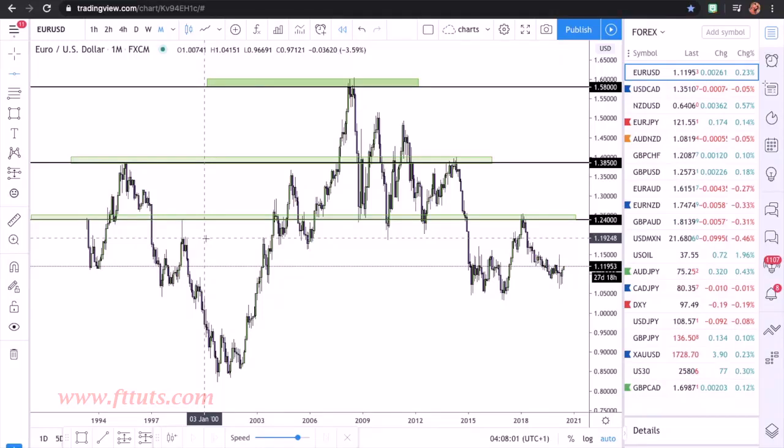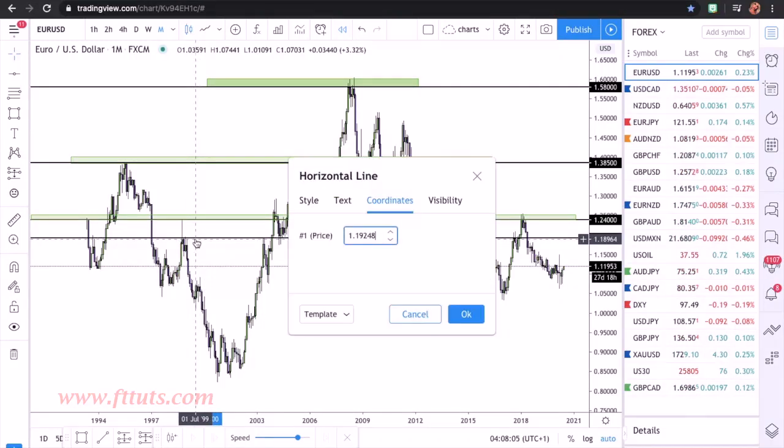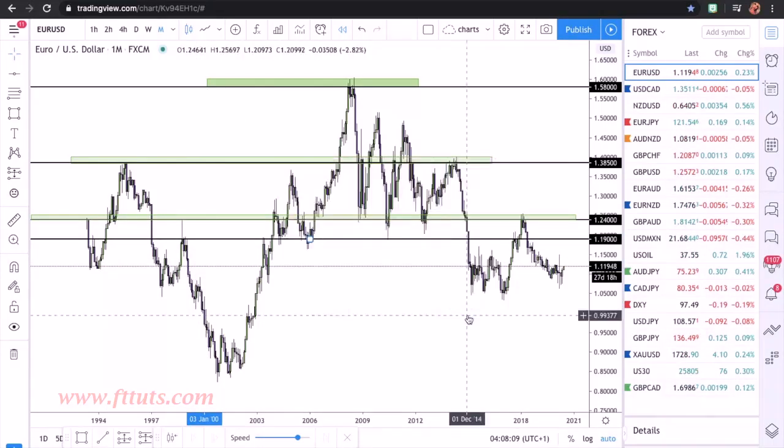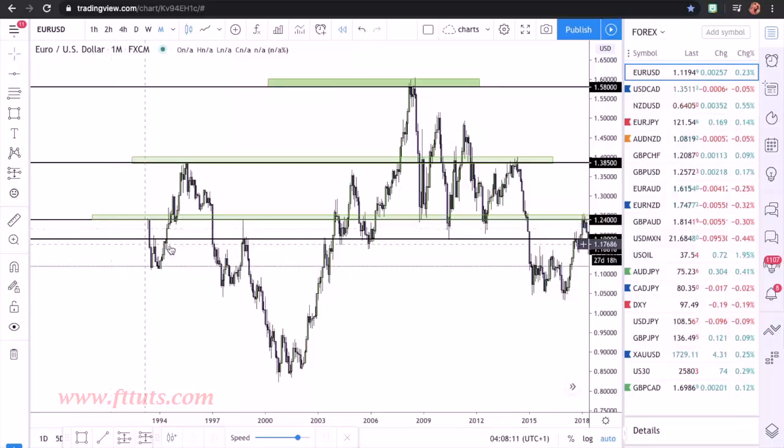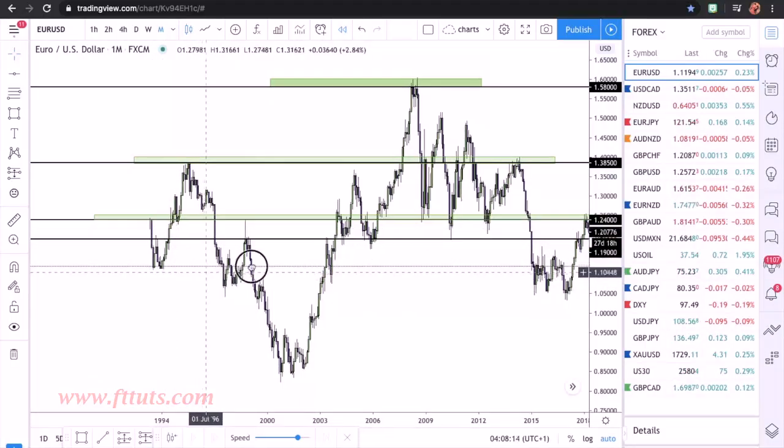So the next one we have is around this area. So we are going to round it to 119. Let's see how that works out. So you're kind of just seeing where price has rejected from and respected. That's all you're doing.